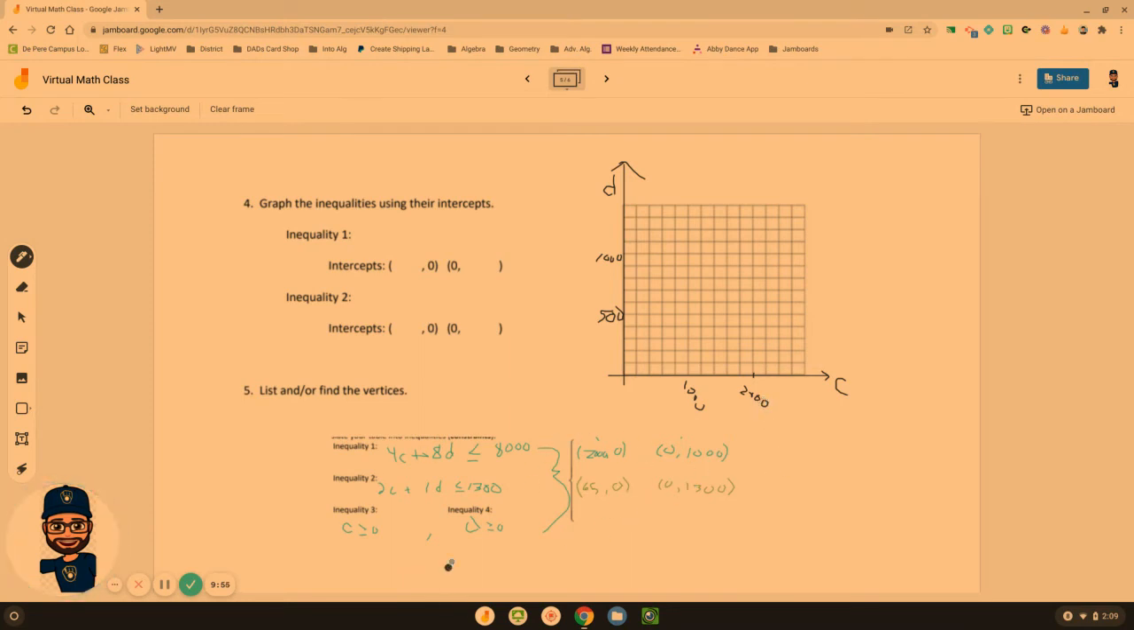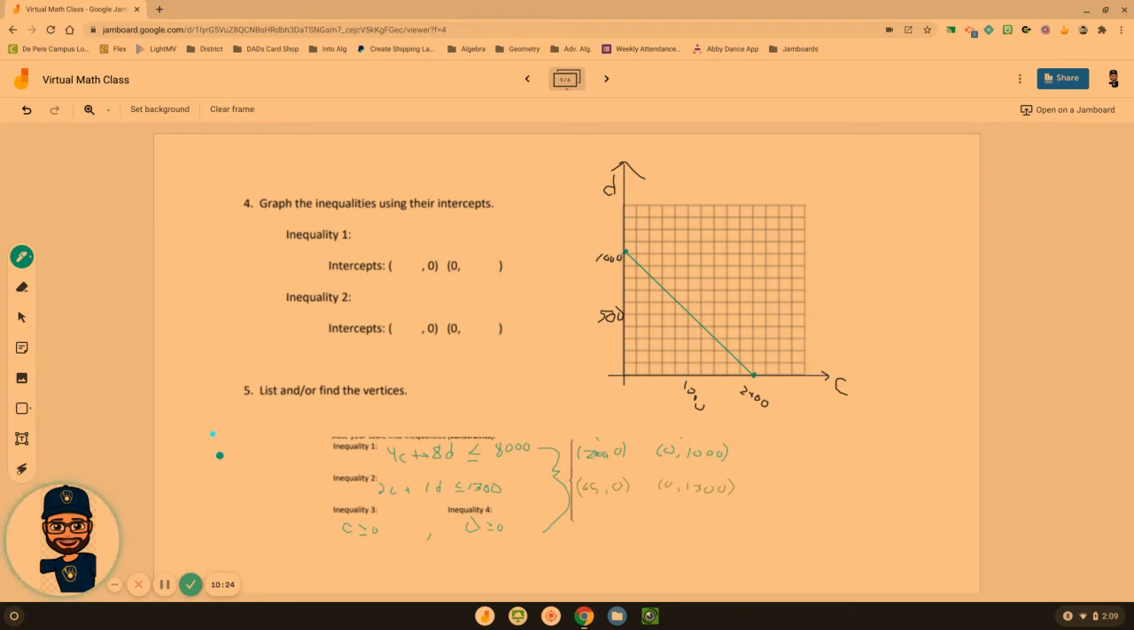All right. Inequality 1, which I'm going to draw here in blue, has an x-intercept of 2,000 and a y-intercept of 1,000. Now, we said it could equal 8,000 exactly, so we are definitely going to connect those two with a solid line, because any point on there will satisfy that constraint.